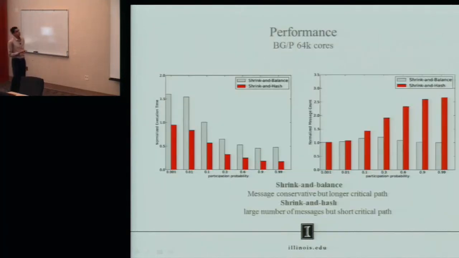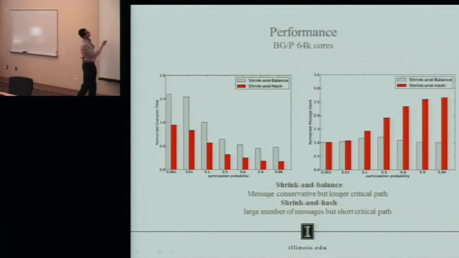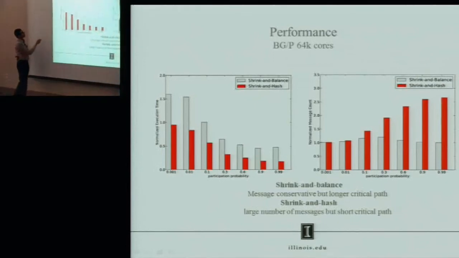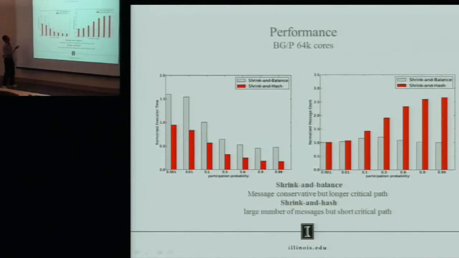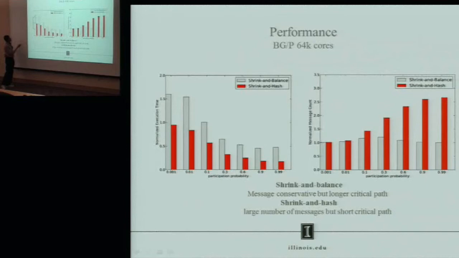So this is the performance of the two schemes. On the y-axis here is the normalized execution time. 1.0 corresponds to the time taken by the centralized scheme, and these runs are on 64K cores of BlueGene/P. On the x-axis are the different subgroup sizes. The hashing scheme consistently performs better than the centralized scheme. The shrink and balance scheme performs worse than the centralized scheme up to participation probability 0.1, but after that it outperforms the centralized scheme.